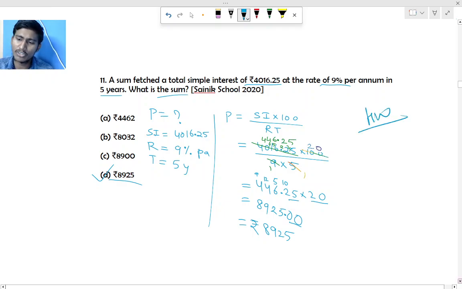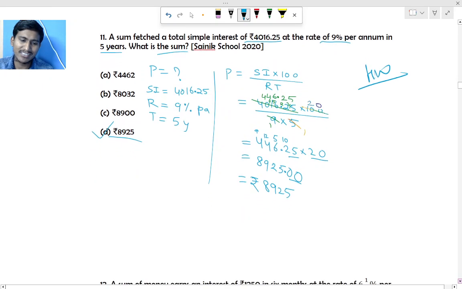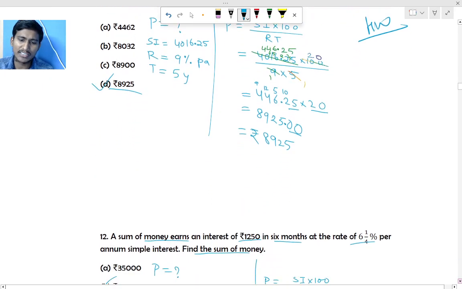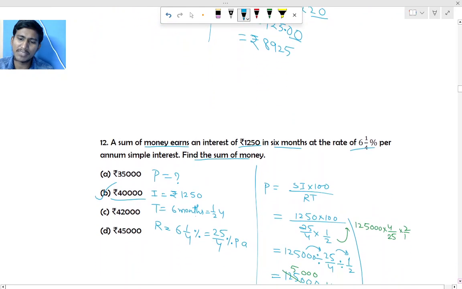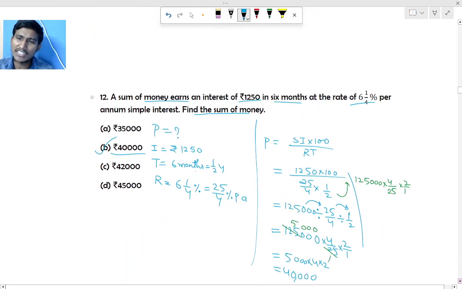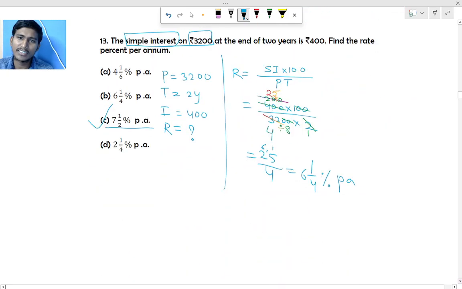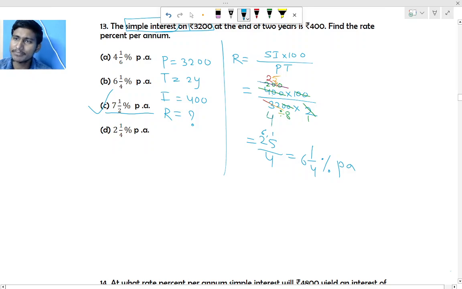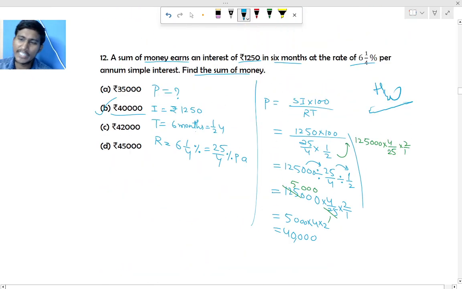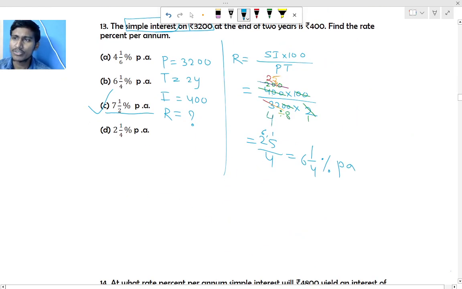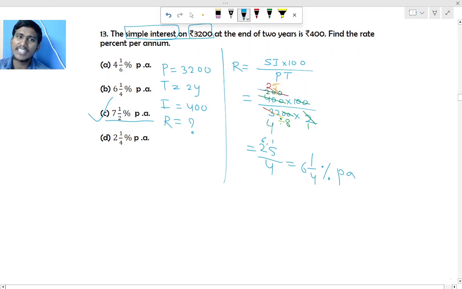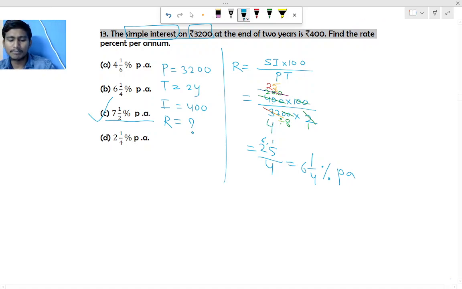Got it? So let us see next, 12th question. Find the sum of money. Same question, the 12th is also the same. Principal you have to find. This will be homework. Next, let us go to the 13th question. So what is the question? Find the rate of interest. They are asking rate to find. So we will do these type of questions tomorrow. Okay, good.